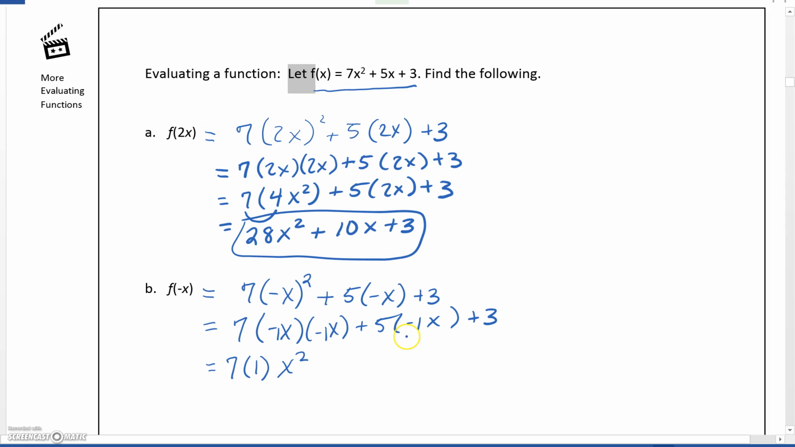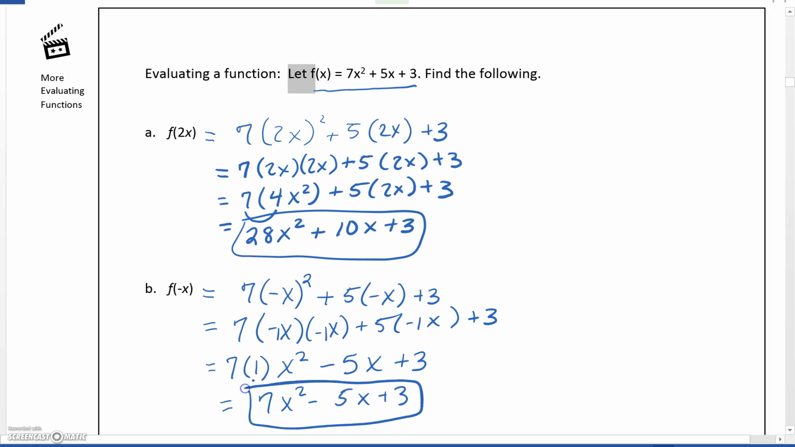This positive 5 times the negative 1 becomes negative 5x. And then we bring our 3 down. And so our final expression here is 7x squared minus 5x plus 3. That last step, I just multiplied the 7 times the 1. And that is what f of negative x is equal to. That would be our final answer. Okay, we're going to do 2 more here.